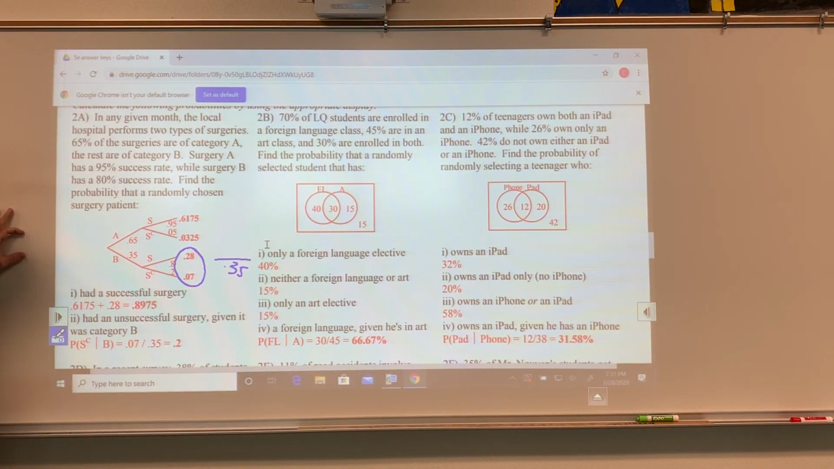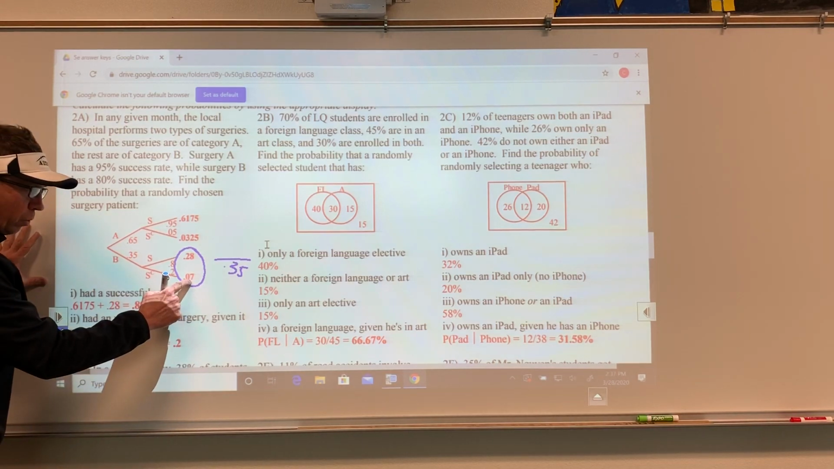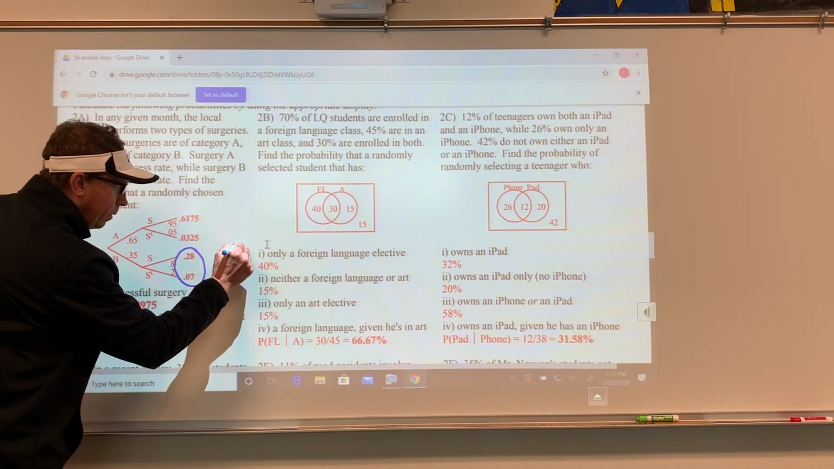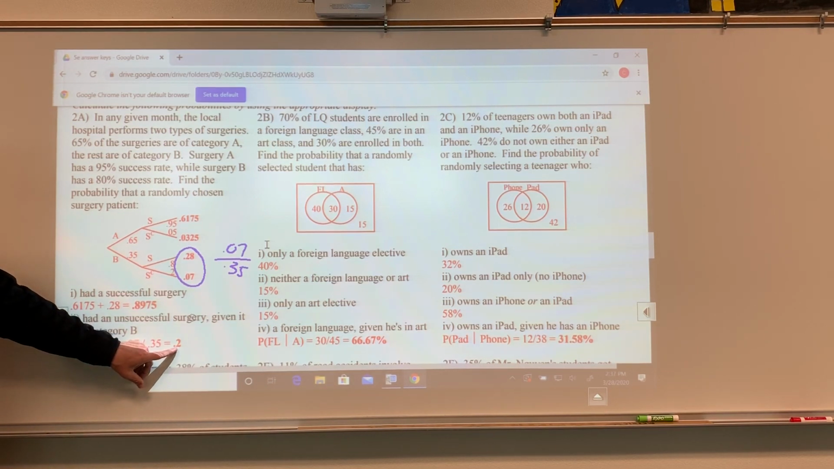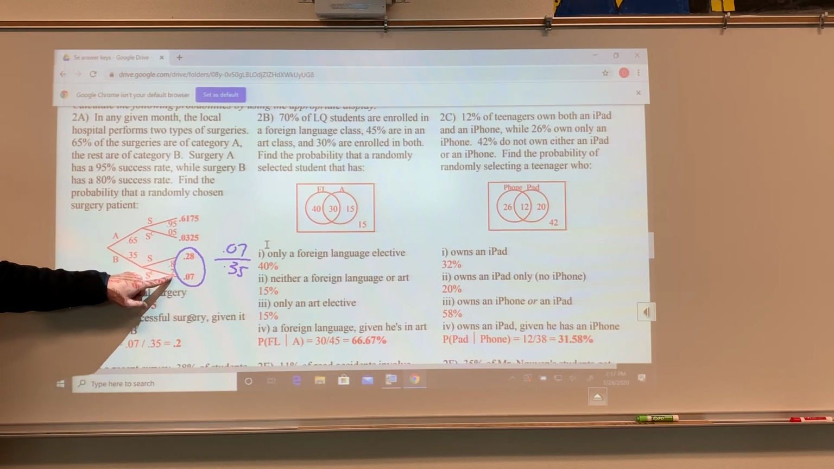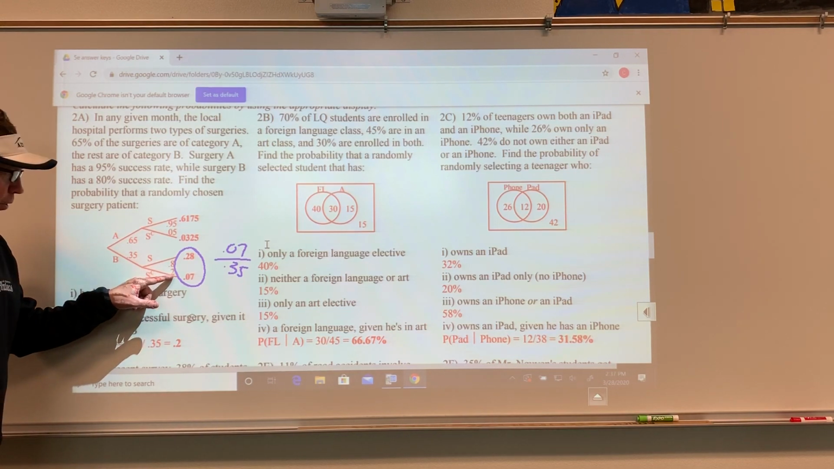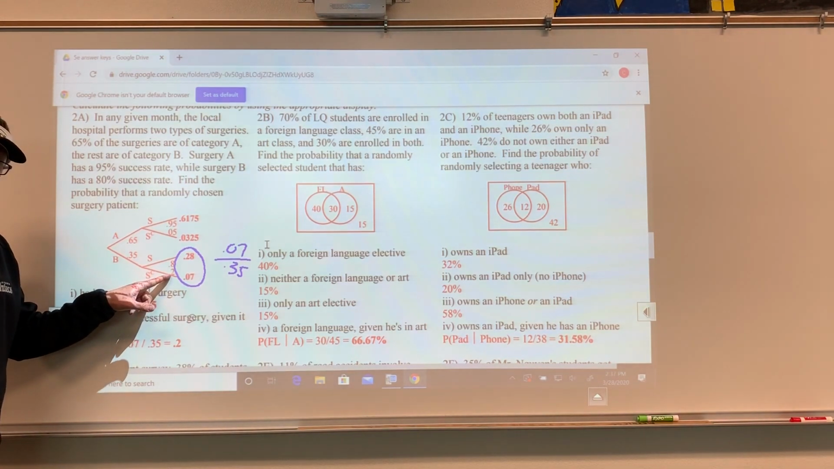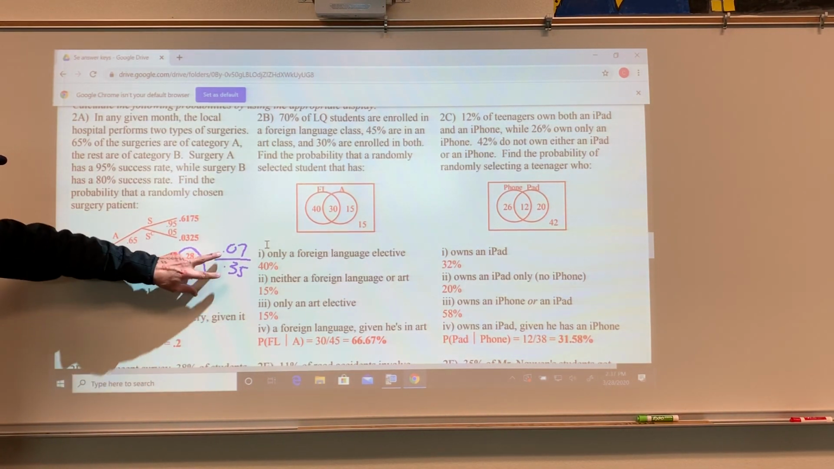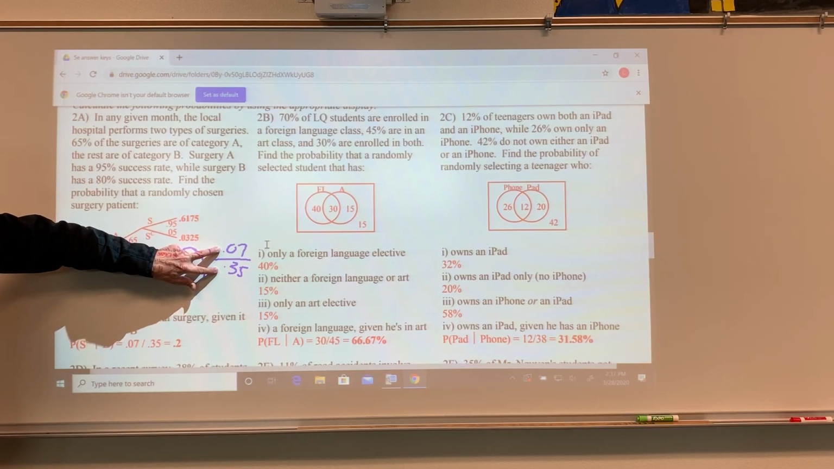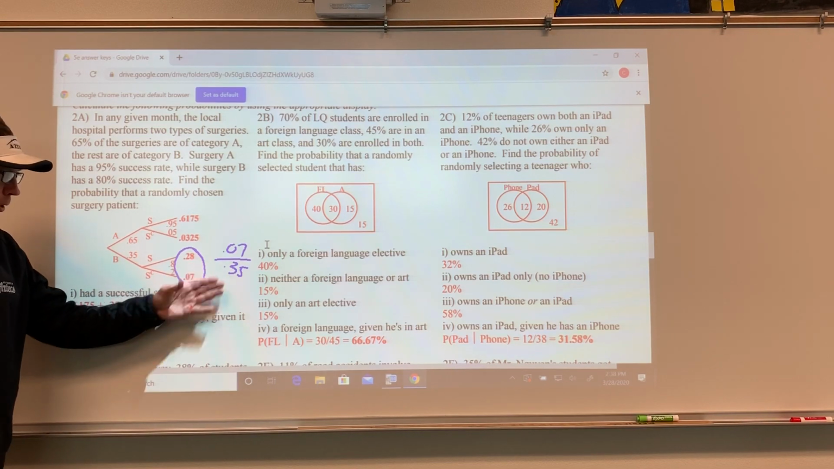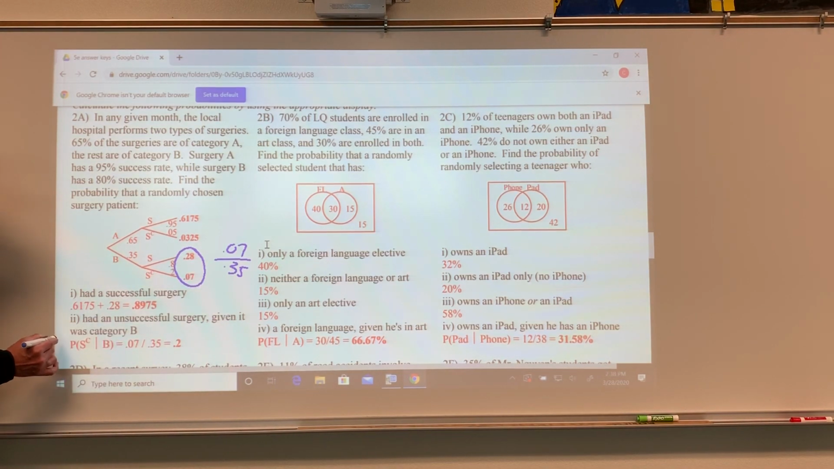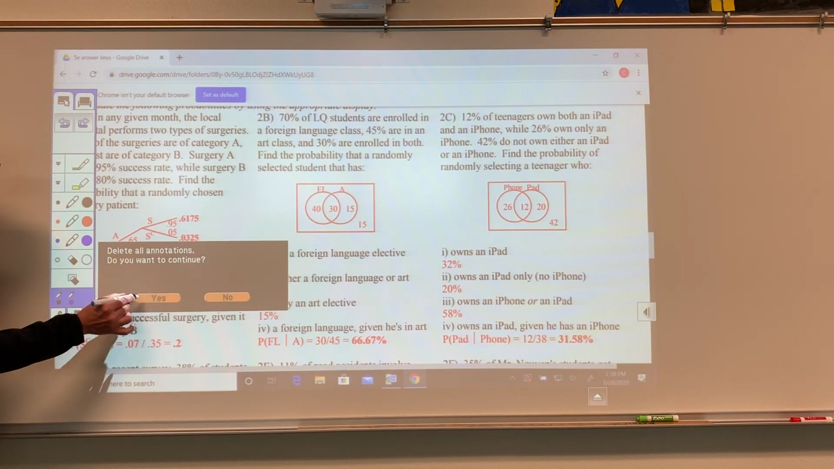And then the unsuccessful surgery was this one right here, 0.07. And if you divide that, you will get 20%. Of course you're going to get 20%. We already know that unsuccessful surgeries in category B happen at a 20% rate. But that shows you that this conditional probability is the inverse of the multiplication. Okay, so there's that problem. Let's go to the next one.